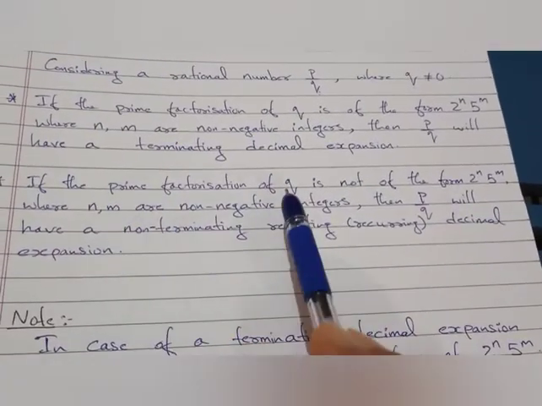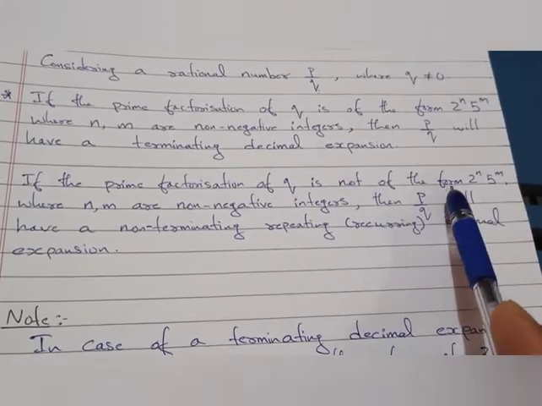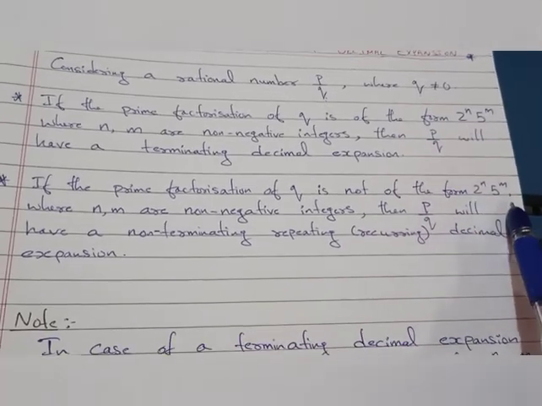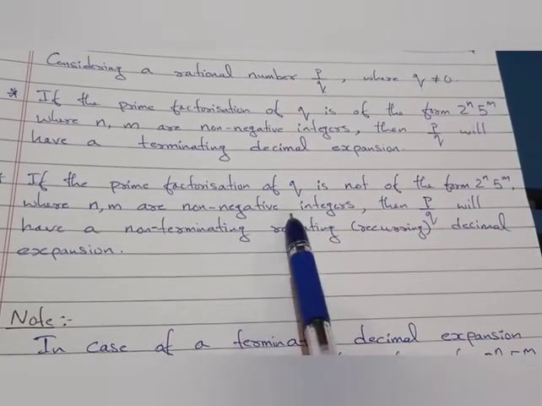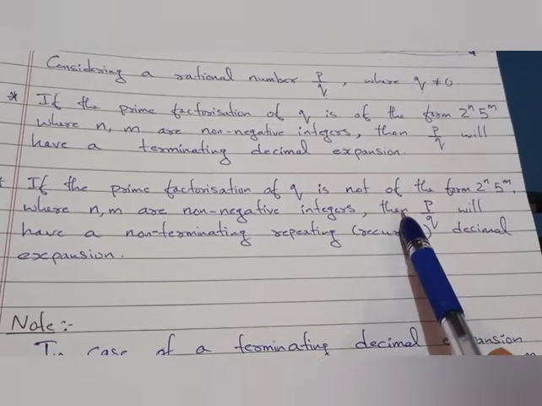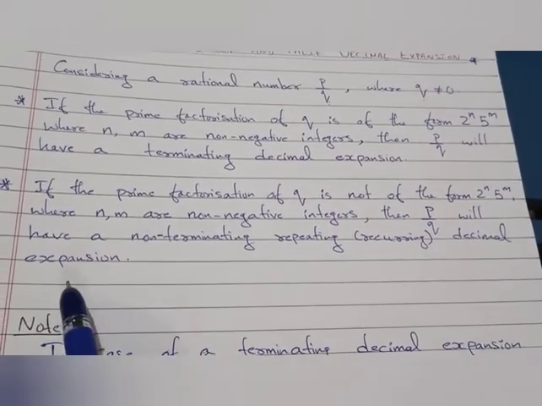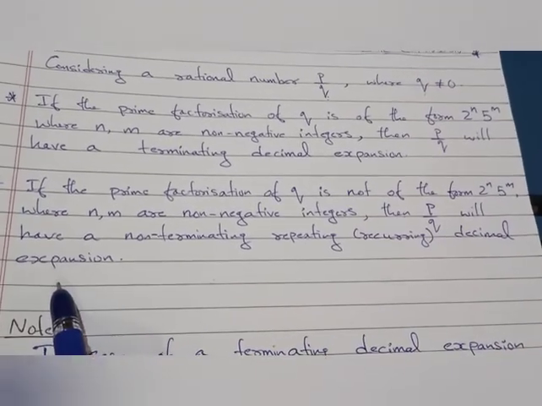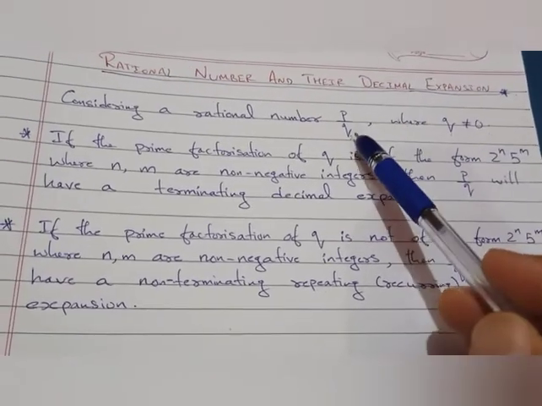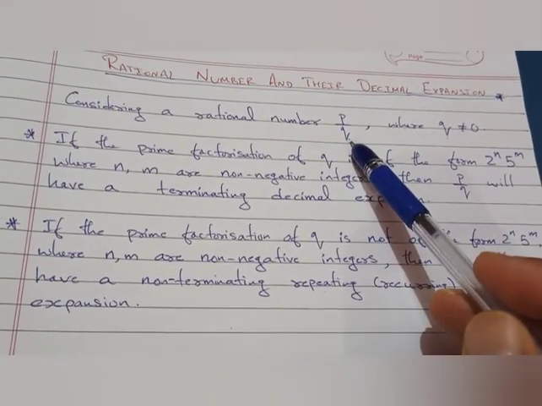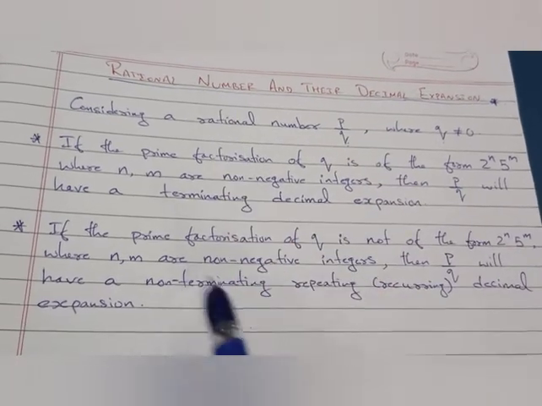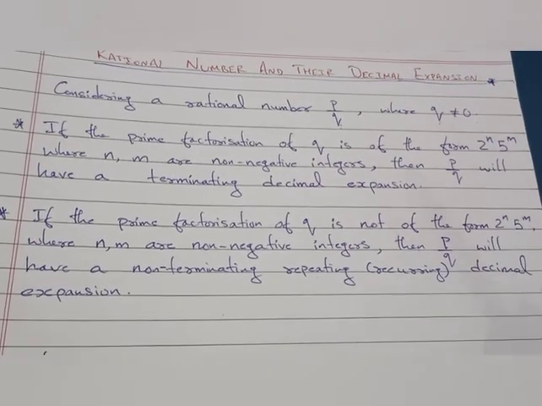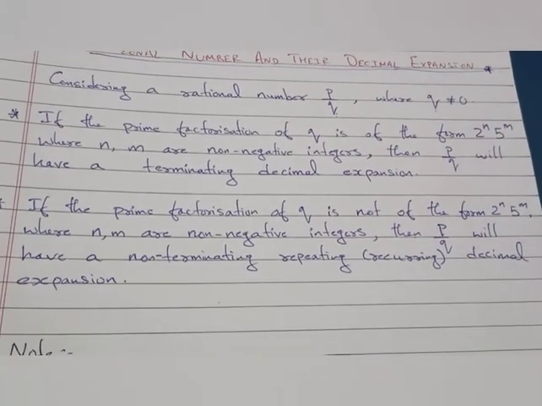Now if the prime factorization of q is not of the form 2 to the power n, 5 to the power m, that is, we get some other integers other than 2 and 5, then p by q will have a non-terminating but repeating or recurring decimal expansion. So just by checking the prime factorization of q, we can determine whether a rational number will have a terminating or a non-terminating repeating decimal expansion without actually dividing.